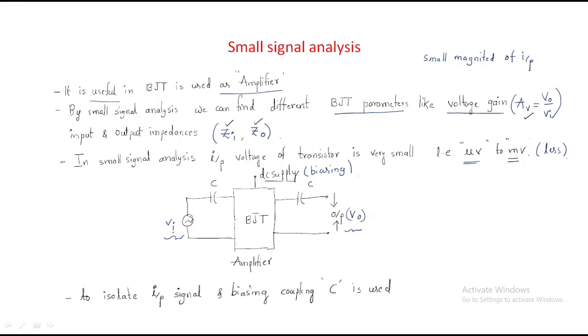We have two supplies, the AC input and the DC voltage, and sometimes there can be interaction between the DC and AC supply. In order to isolate these, we use capacitors C1 and C2 as coupling capacitors. These are useful to isolate the input signal, which is AC, and the biasing, which is DC. This is the requirement of small signal analysis.